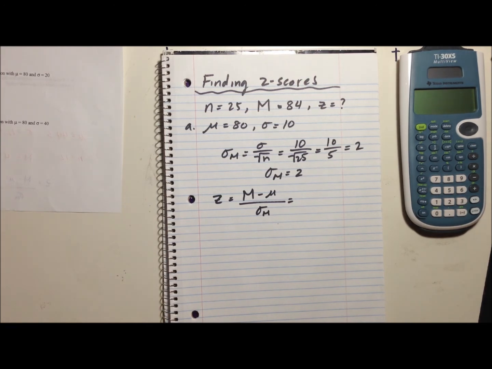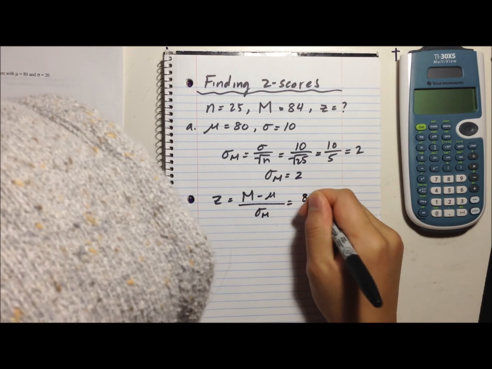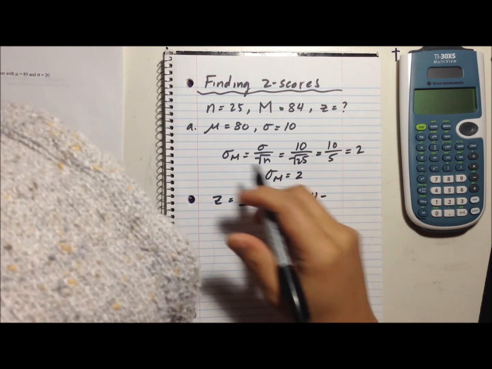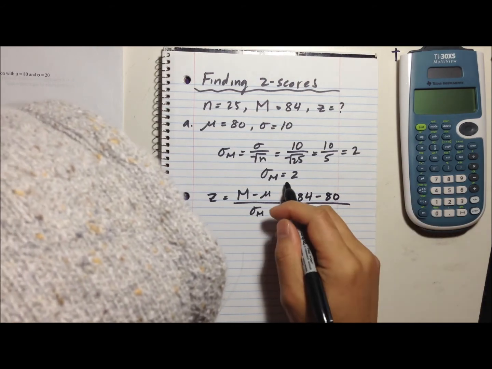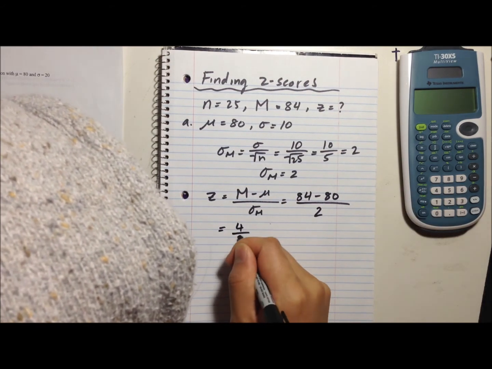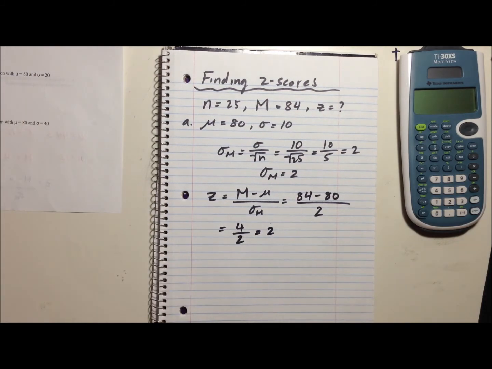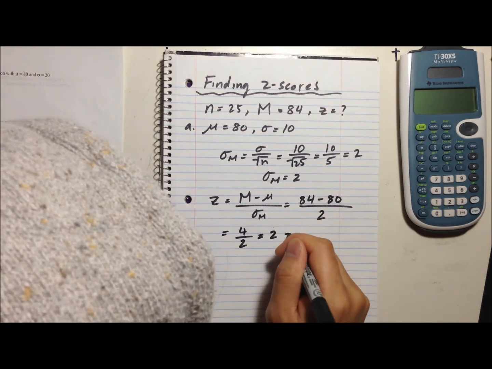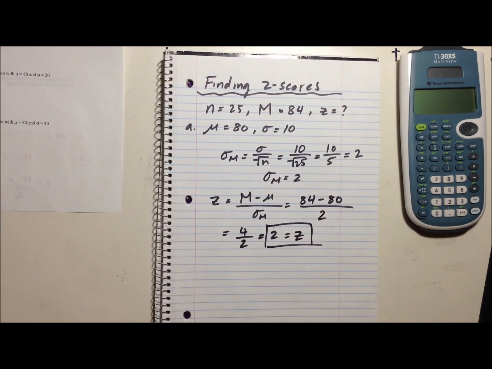Anyways, let's get to work. So we know the big M is 84. We know the mu is 80. And we just found the standard error is 2. Okay? So that's 4 over 2 and equals 2. Equals z. That's our answer. Okay? Let's try another one.